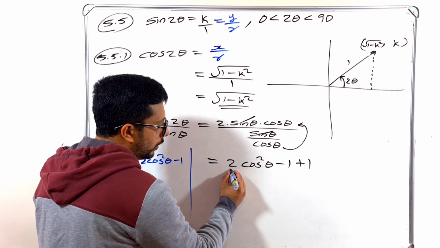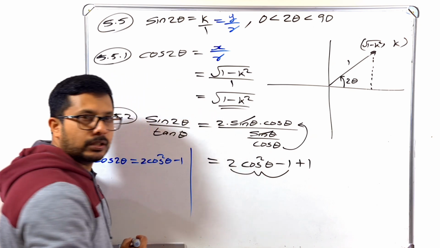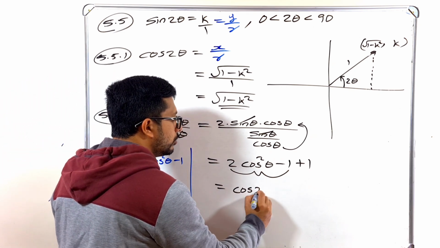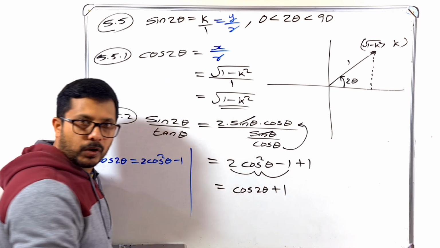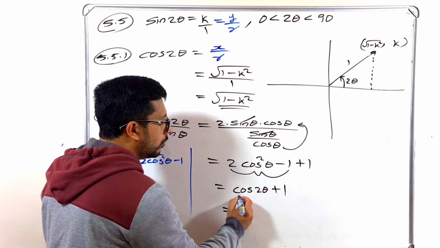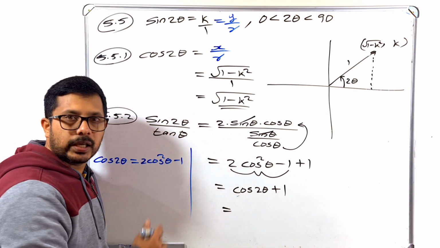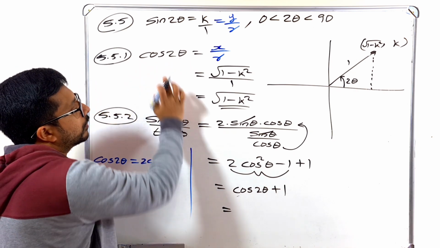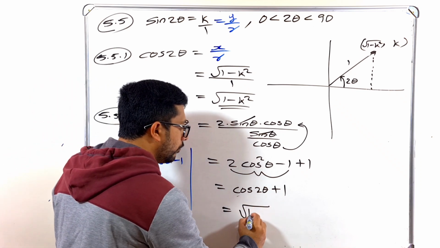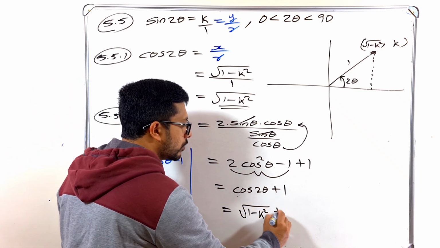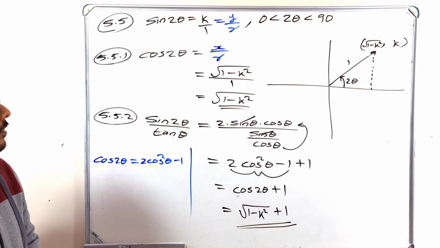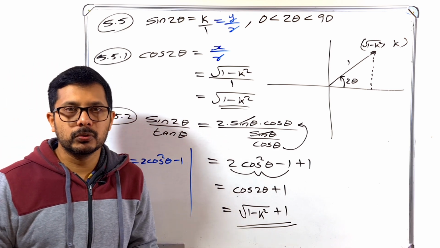Okay, now these first 2 terms, is it not cos 2 theta? So here this is cos 2 theta plus 1. Now we got the angle in terms of 2 theta. So now what is cos 2 theta? Cos 2 theta, cos is x over r. Cos 2 theta, we got the answer, root of 1 minus k square. So root of 1 minus k square, that's the previous question, plus 1. So we got the answer in terms of k. That is question 5.5.2. Now let's move to question number 6.